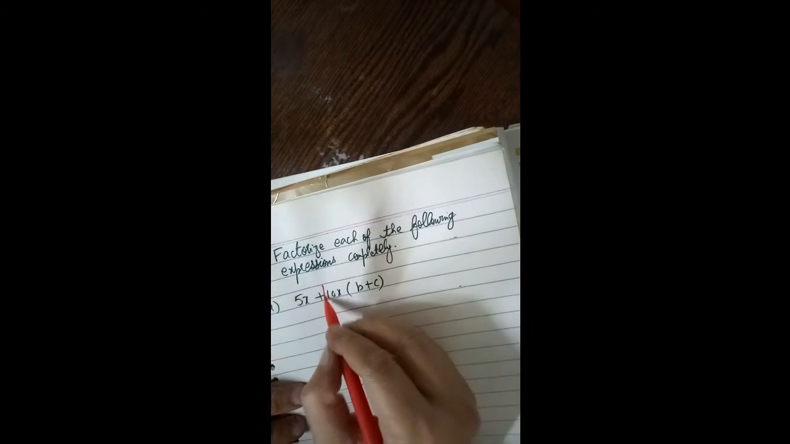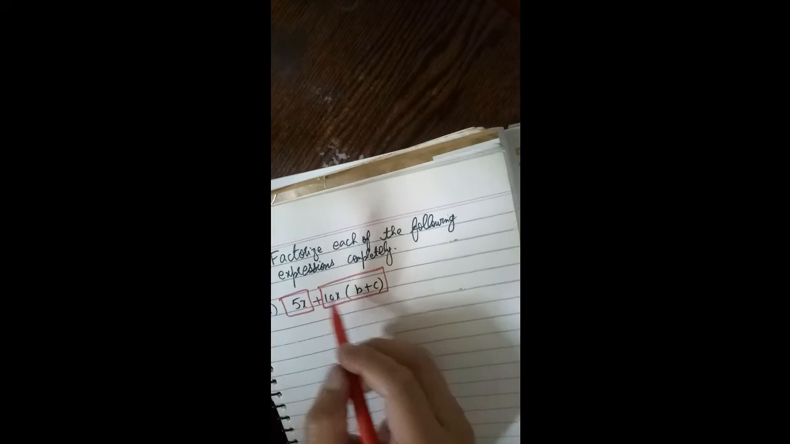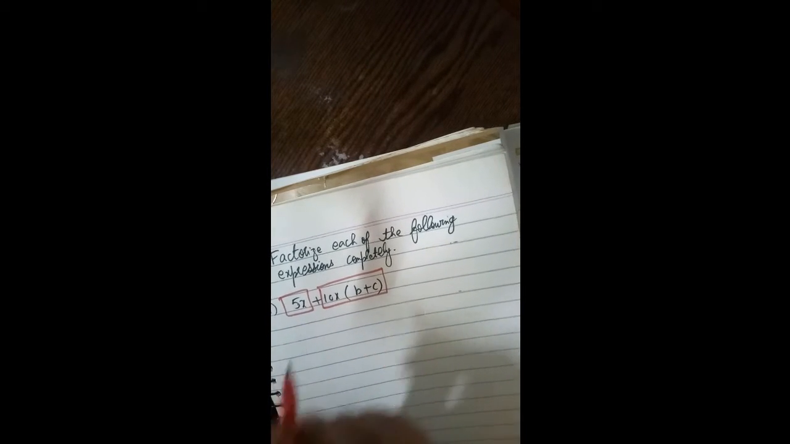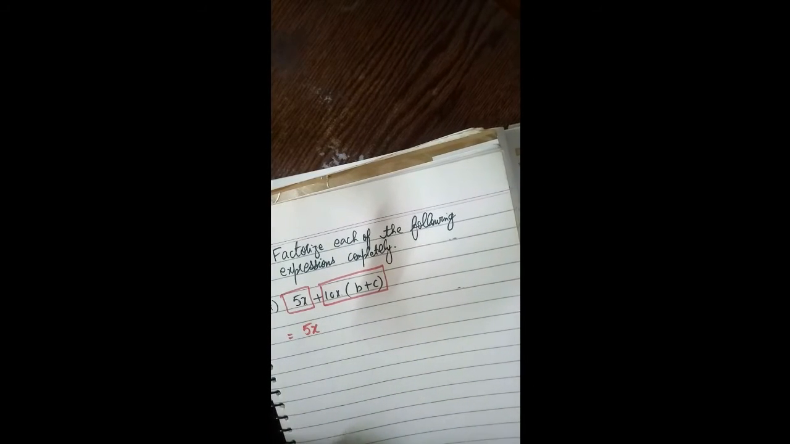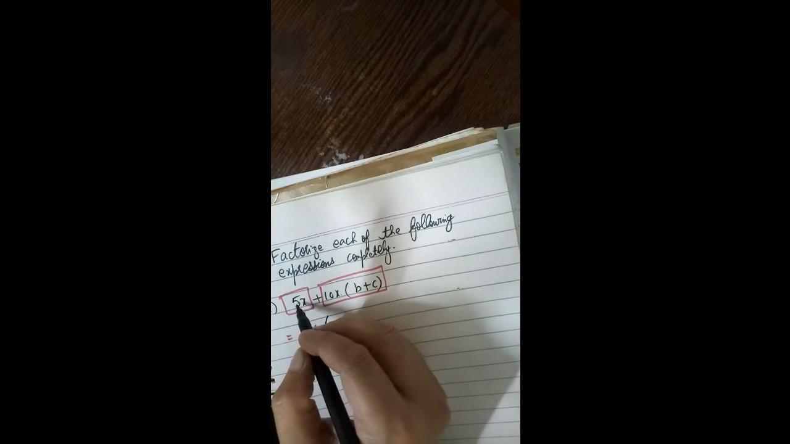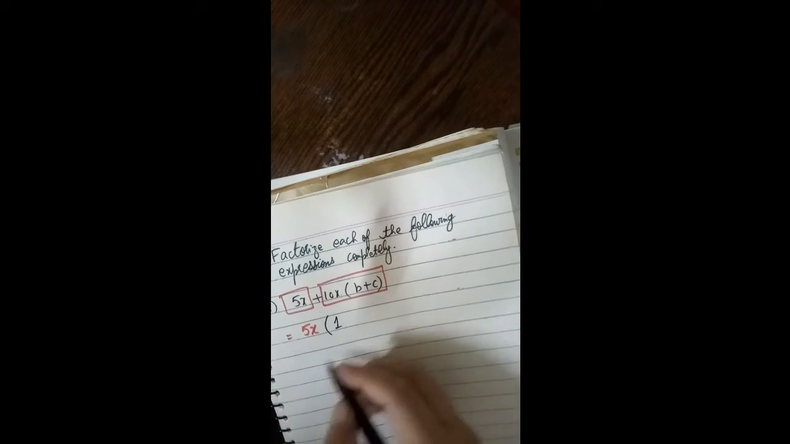So if you see, we have two terms, the first one and this second one. In the first and second, we can see that 5 and 10, 5 is common, similarly x is also common. So the common term will be 5x. And the leftover will be 1, since we have taken out 5x, so only one is left.